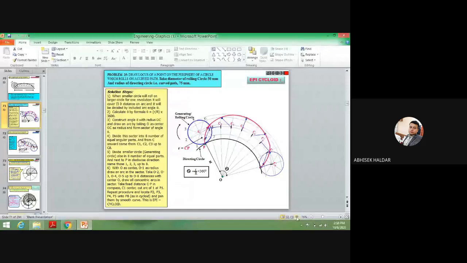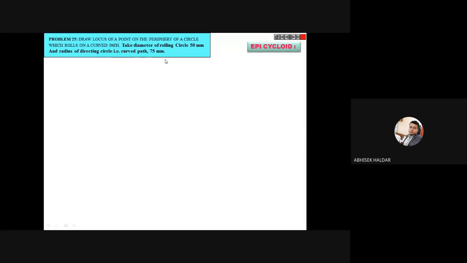Let me show you in slideshow. You read the problem. Draw the locus of a point on the periphery of a circle which rolls on a curved path. Nowhere is it written draw an epicycloid, or draw a hypocycloid, draw a cycloid. From the question you have to understand: draw the locus of a point on the periphery of a circle, that means we are taking a point on the periphery and tracing that for one full revolution, which rolls on a curved path. On a curved path means I have to draw which curve? Epicycloid, right?